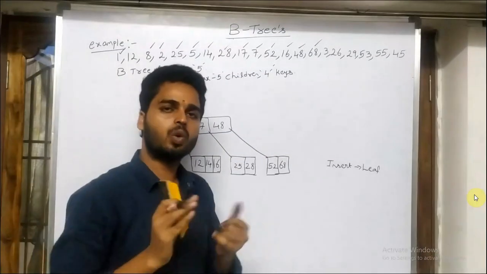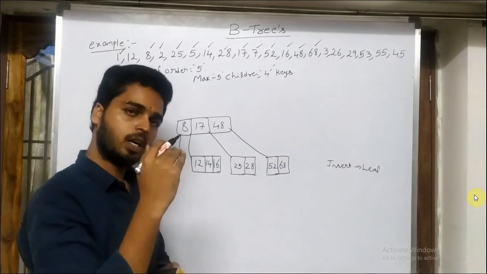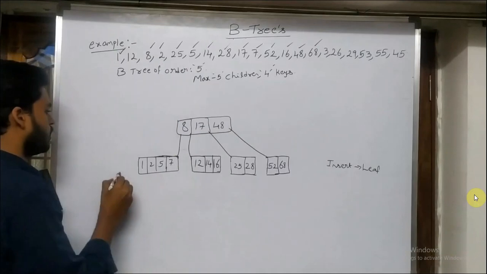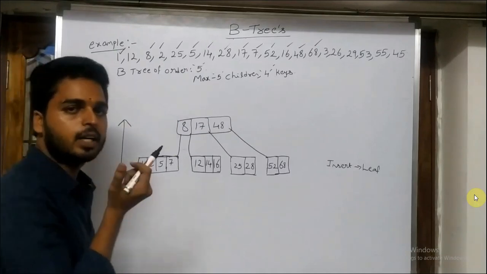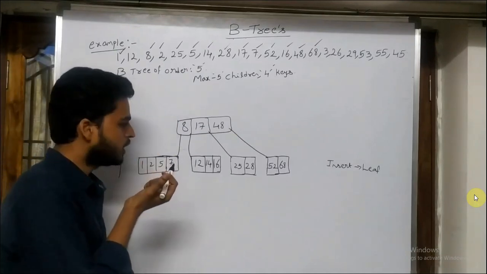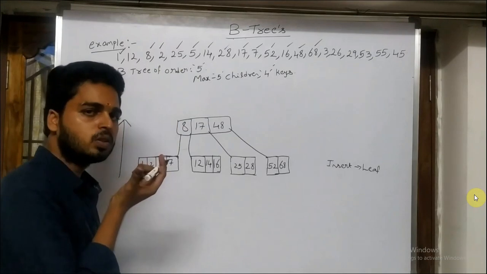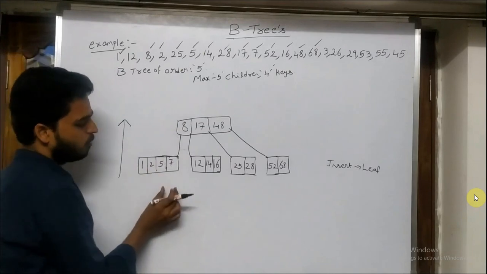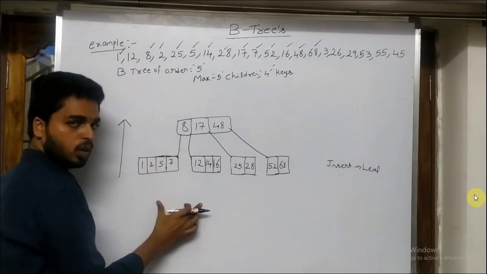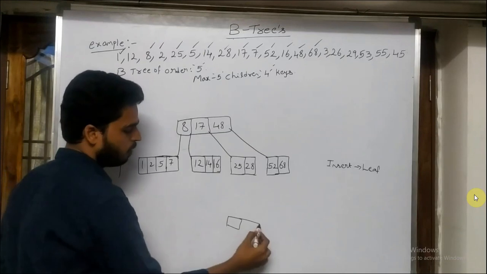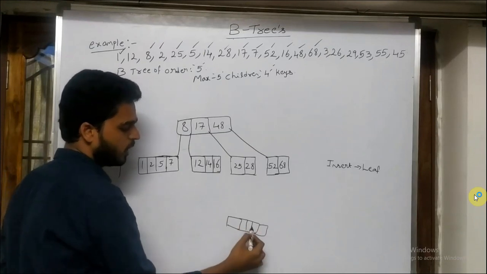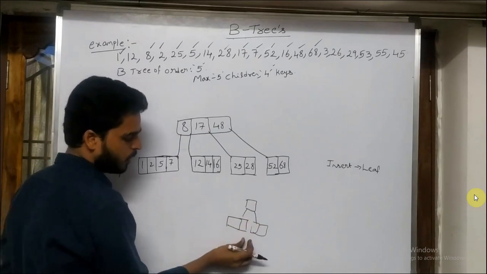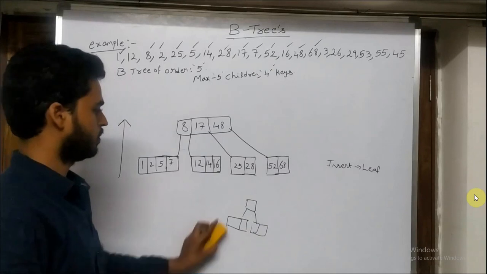But how is the tree growing? Is the tree growing from top to bottom or bottom to top? The tree is going from bottom to top. See, initially we have taken only a single node. That single node is split into multiple nodes as it grows. When that node is full, I will take out the middle element. That middle element I am going to make the root node, meaning that from bottom to top the tree is going. You have understood that.